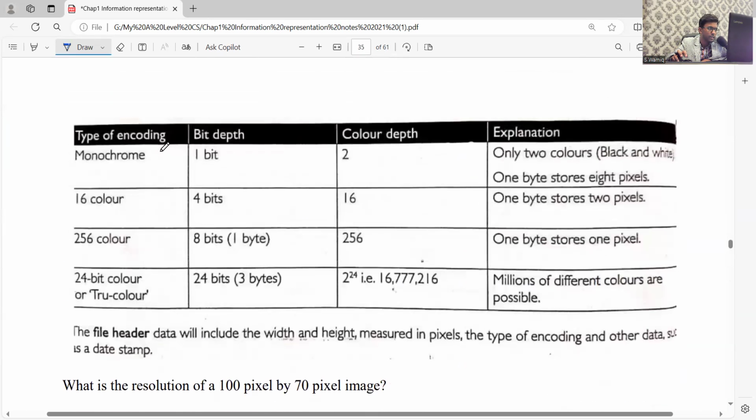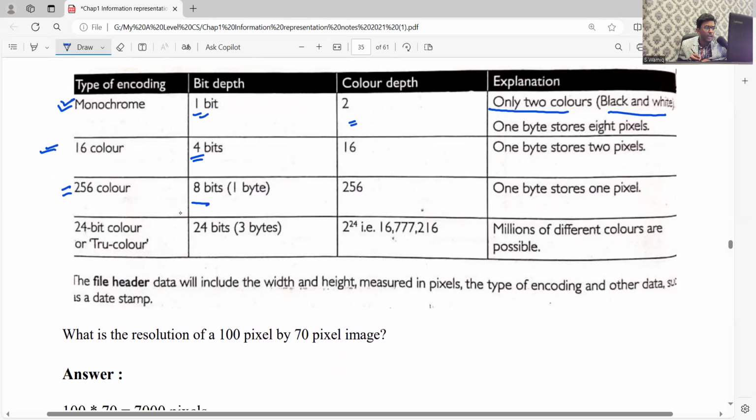Other than that, we have covered this already. Types of encoding: monochrome means only 1 bit, only 2 colors. It means that it stores only 2 colors, either black or white. If it is 16 colors, this is 2 to the power 4. If it's 256 colors, it's 2 to the power 8.